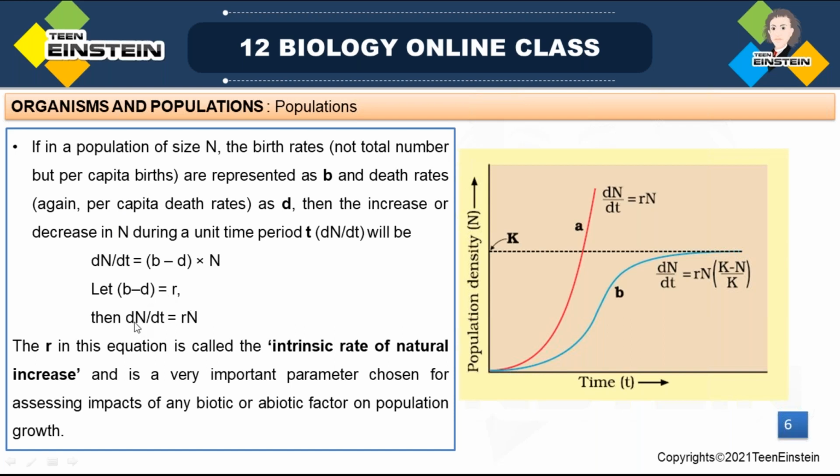Then what can we write? dN by dt is equal to R into N. Here we replace B minus D with R, so we write R into N instead of B minus D, because we are considering B minus D equal to R. So dN by dt is equal to R into N. Here R in this equation is the intrinsic rate of natural increase, and this is a very important parameter. R is the biotic potential.